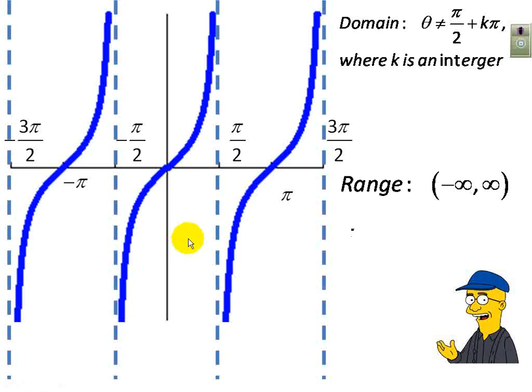Now the period. You can see clearly that tangent makes a complete cycle. It does everything it's going to do as a graph between negative pi over 2 and pi over 2, between pi over 2 and 3 pi over 2. In other words, this distance here is pi. So we say that the period of tangent is pi.